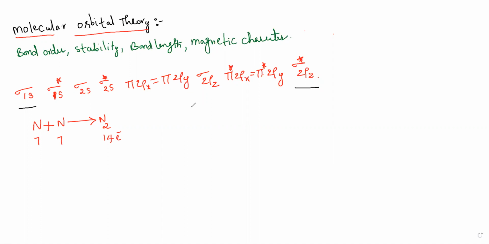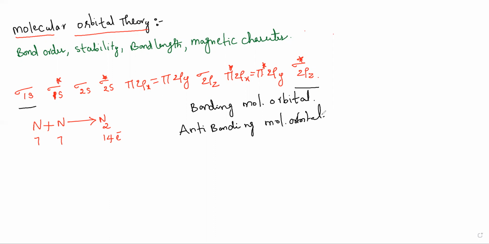The orbitals which are indicated without star are nothing but bonding molecular orbitals. The ones with a star are considered anti-bonding molecular orbitals. Then we'll directly discuss the applications of this theory.